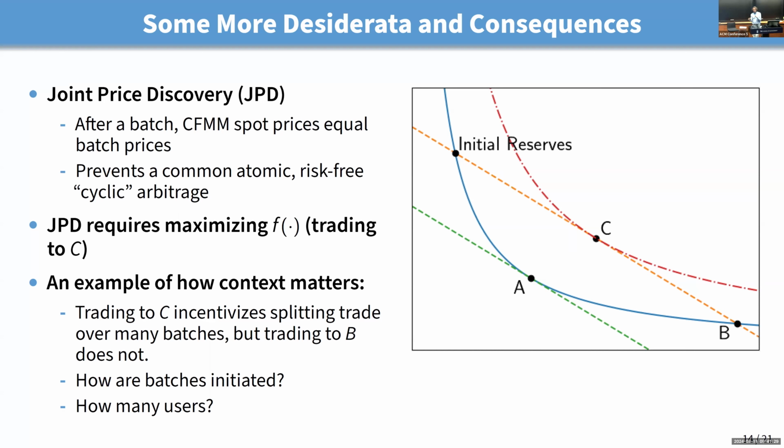And I also want to point out, this is an example of how the context in which we put the system matters. Right? If I'm trading to this point C, that prevents these cyclic arbitrage opportunities, but that actually incentivizes me as a user to try and split my trade into 1,000 tiny pieces, because that'll get me a better rate. And so the question here is really, how often are batches happening, and who gets to decide the composition, and who gets to decide the batch frequency, right?